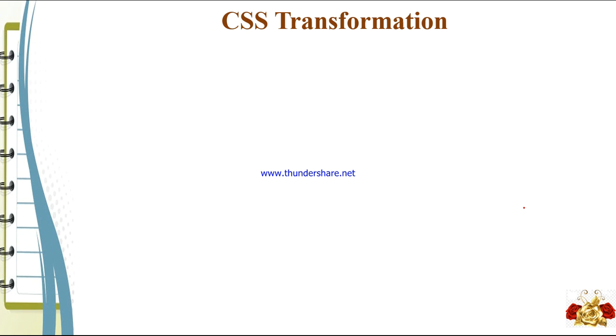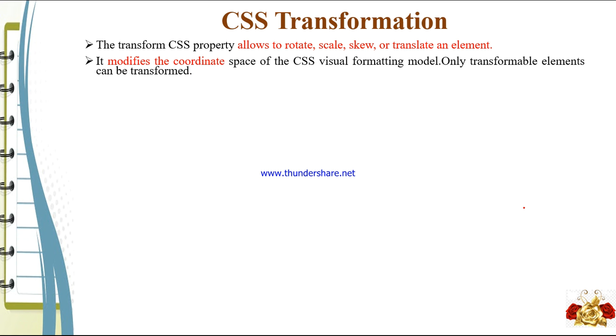So next we are going to discuss CSS transformation. In CSS we are going to do the transformation. The transform CSS property allows you to rotate, scale, skew, and translate an element. It modifies the coordinate space of the CSS visual formatting model. Only transformable elements can be transformed.